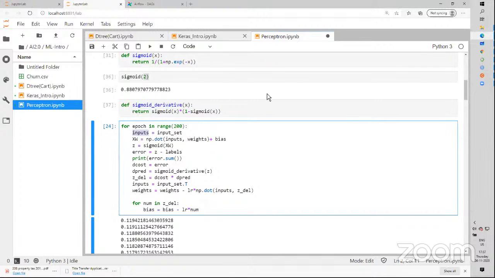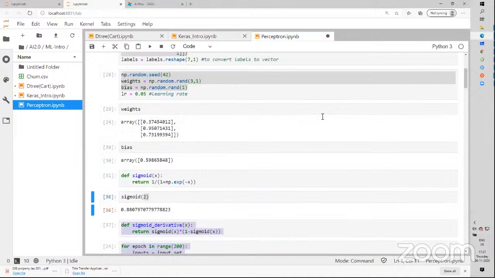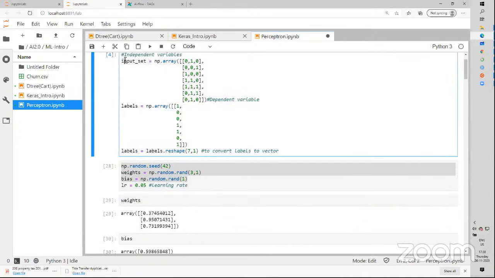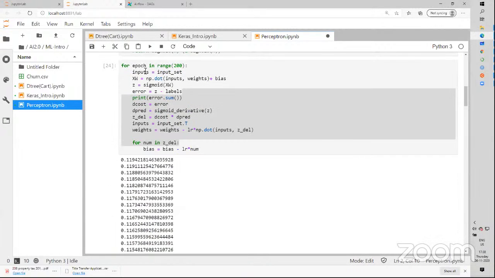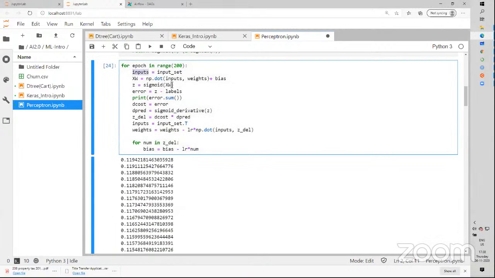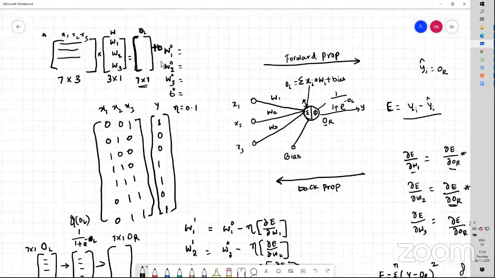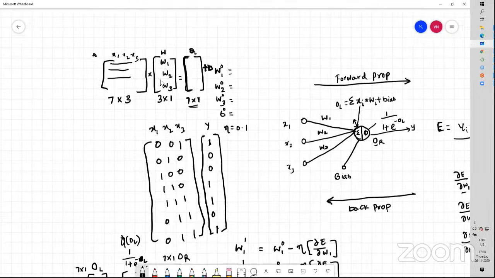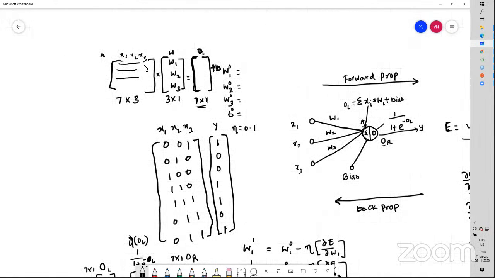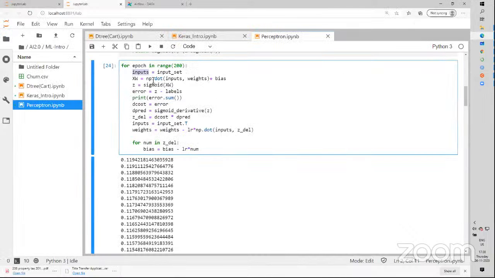Our inputs. What is inputs? Inputs is the input set which we have created. This is going to act as our input. What is our first calculation? The first calculation is this matrix: inputs multiplied by weights. So np.dot is a function which computes the dot product, which is indirectly the matrix multiplication.